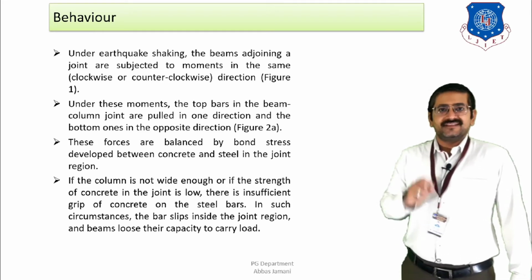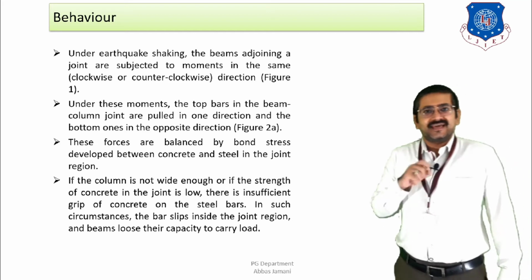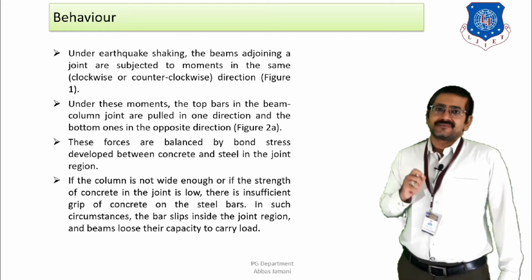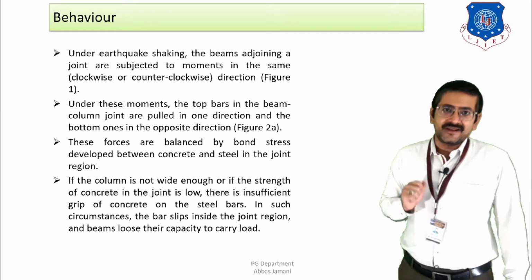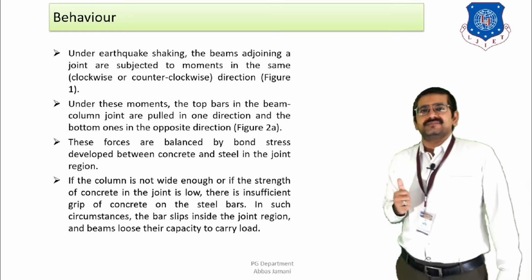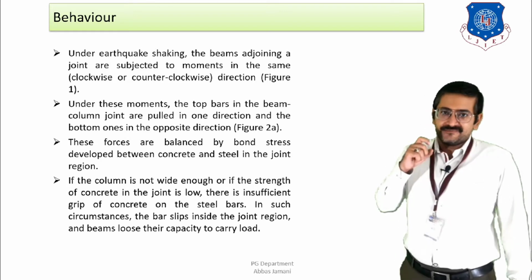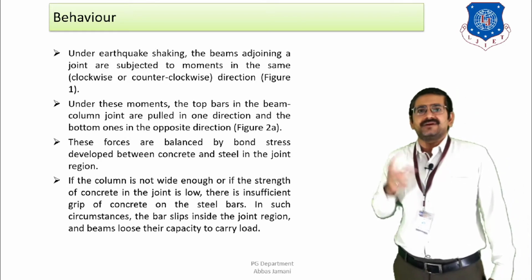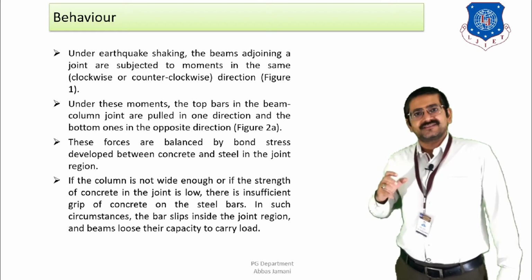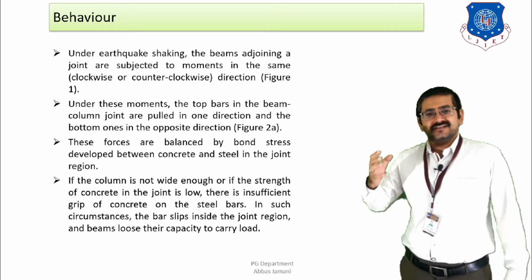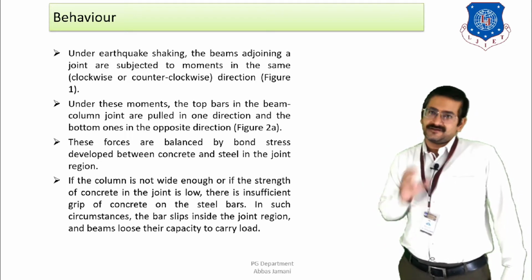When this happens, the top bars of the beam are likely to be pushed in one particular direction, and the bottom bars of the beam are likely to be pushed in the opposite direction. Once this movement is initiated, a couple is generated, and as a result a certain portion of the joint is going to be in tension and a certain portion of the joint is going to be in compression.